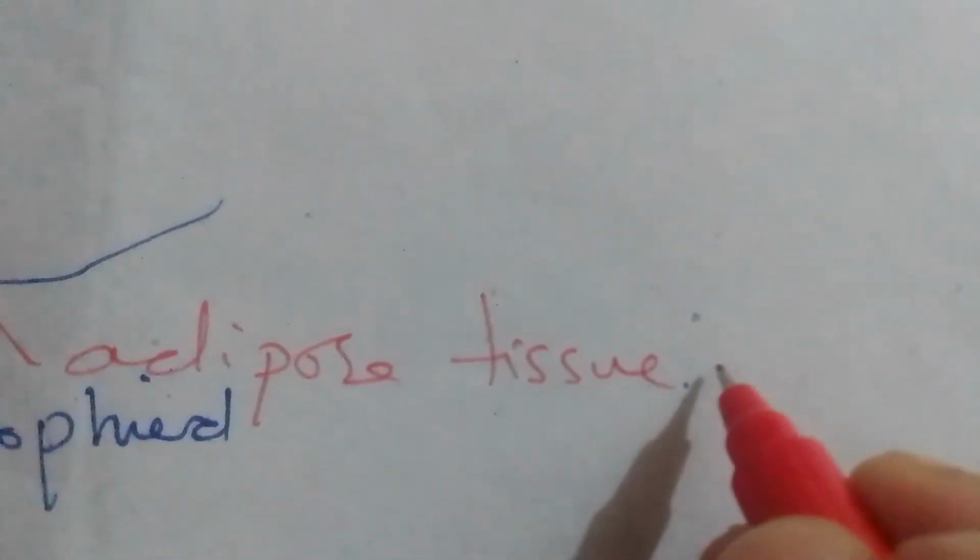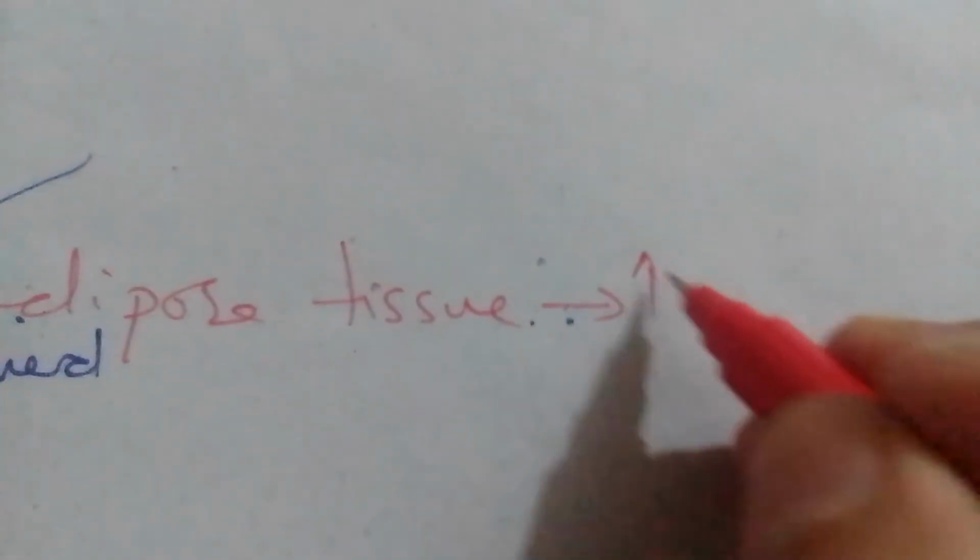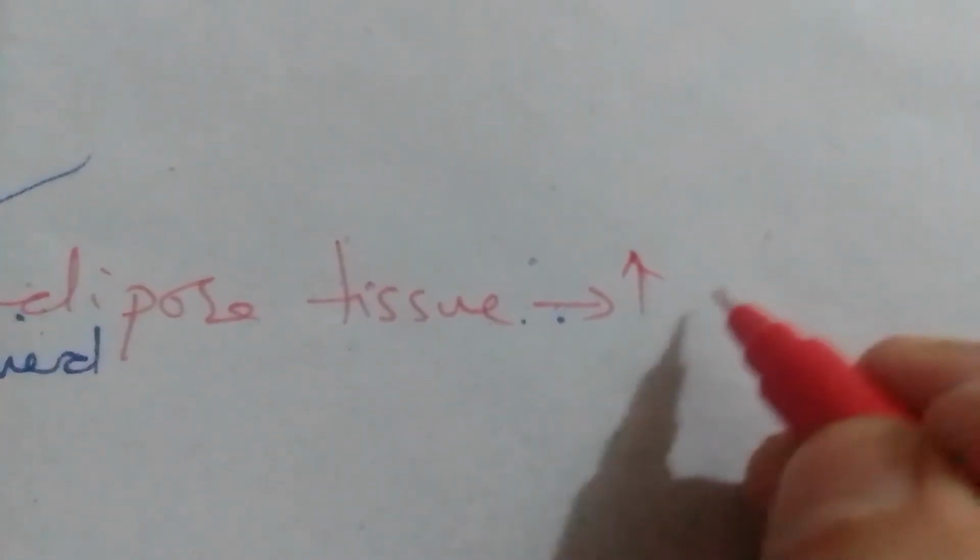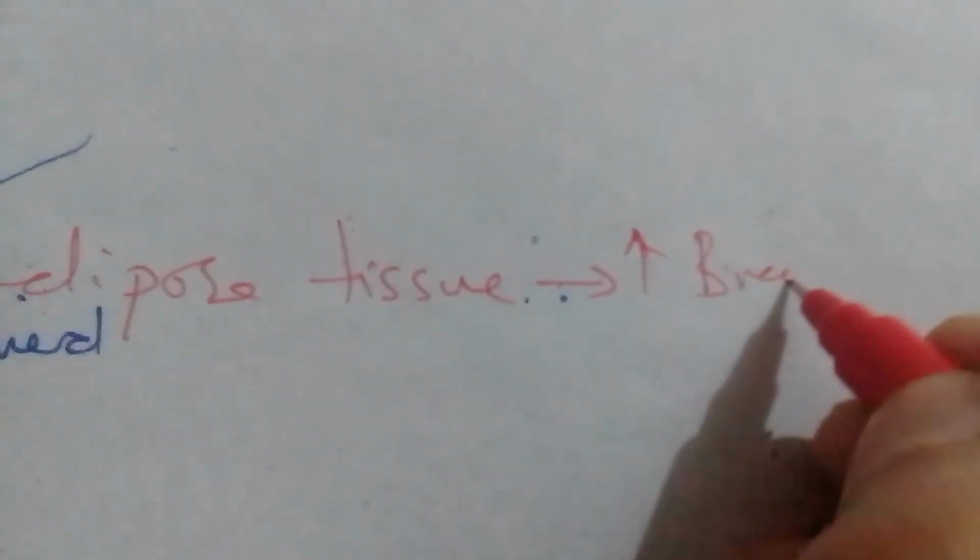Surrounding the lobules are the adipose tissues. As I talked about before, these adipose tissues increase the size of the breast during pregnancy. These are responsible for increasing the breast size during pregnancy.